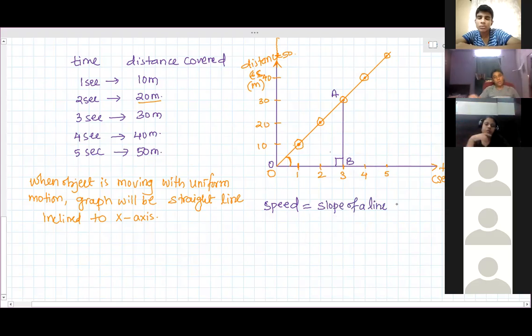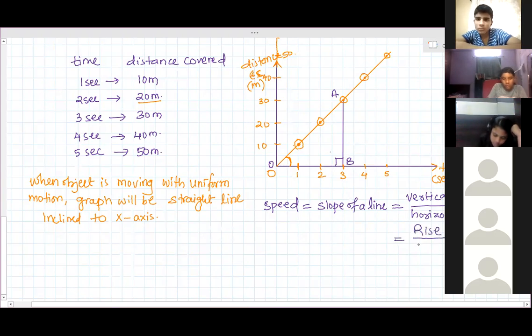Slope of a line is equal to the vertical height in a right triangle, the ratio of height by horizontal distance. This is also called rise by run. The slope is calculated by the formula rise by run: how much the object rose, how much it ran. Vertical height is considered as the rise and horizontal distance is considered as the run. Clear?